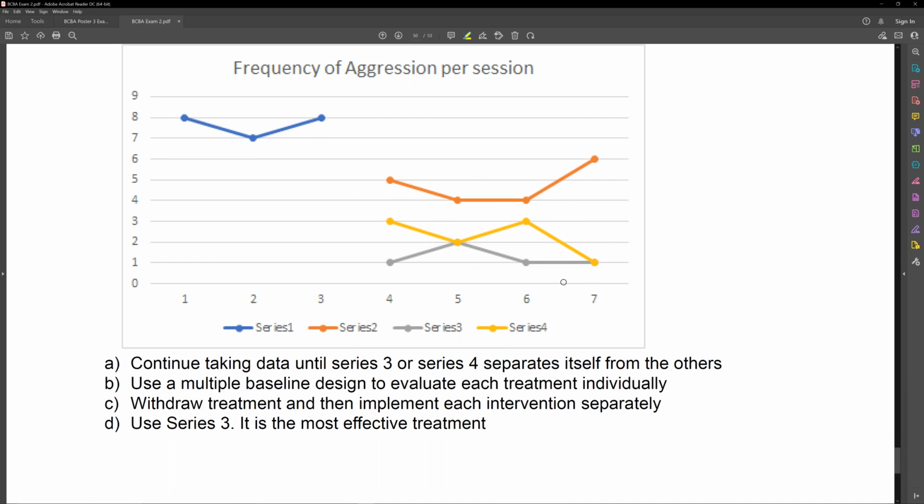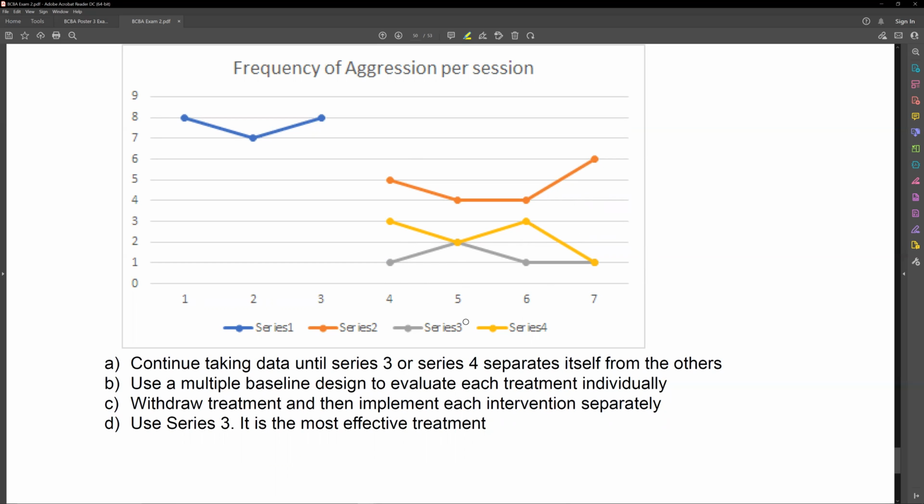So now we're just going to visually analyze our data, and let's just look and see that series 3 is just going to be more effective. B, use a multiple baseline design to evaluate each treatment individually. We've already evaluated each treatment. We have data for each treatment. C, withdraw treatment and then implement each intervention separately. No need. Again, we have 4 data points. There's no need to withdraw 3 and 4 to implement a worse series 2 intervention.